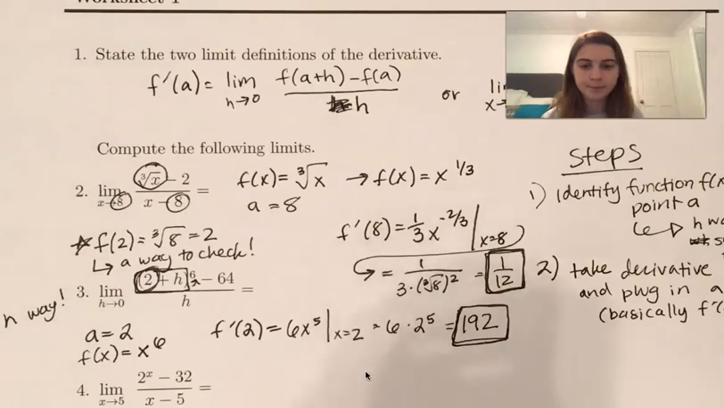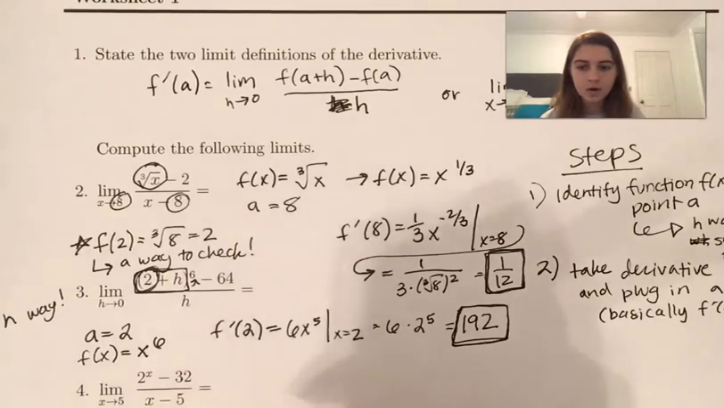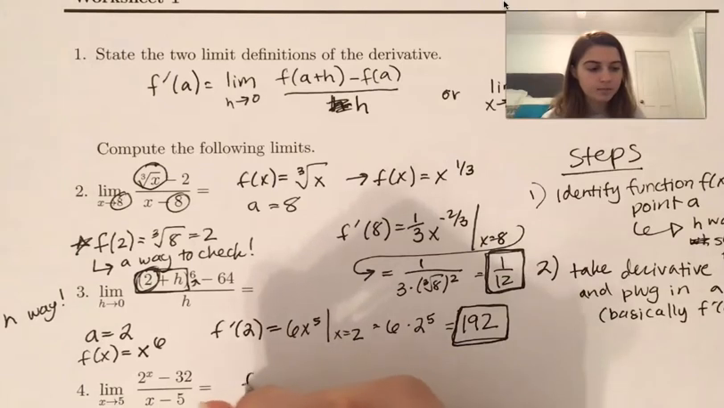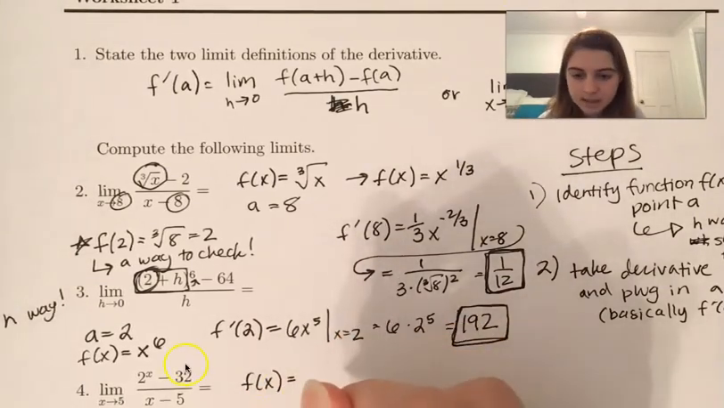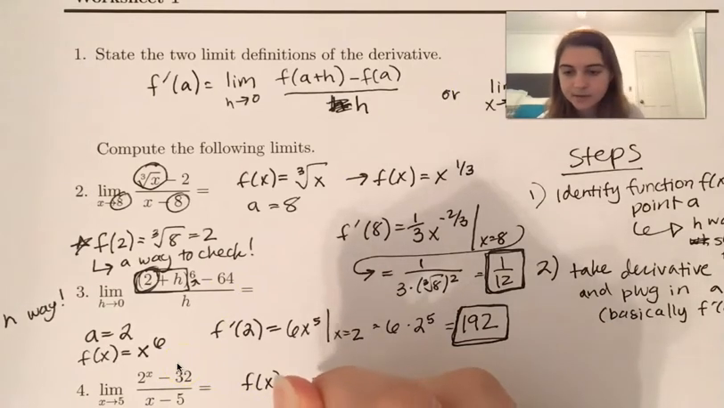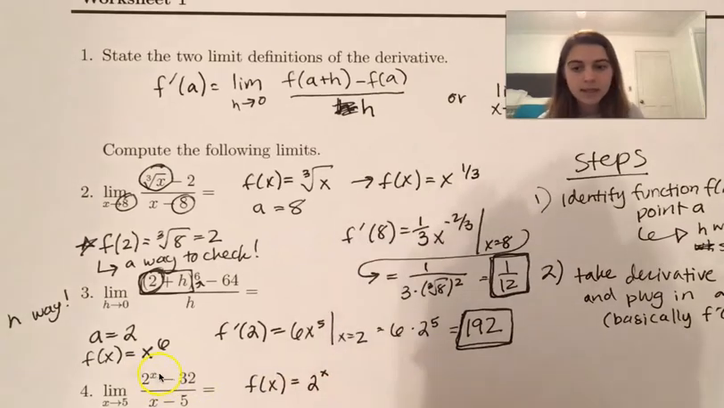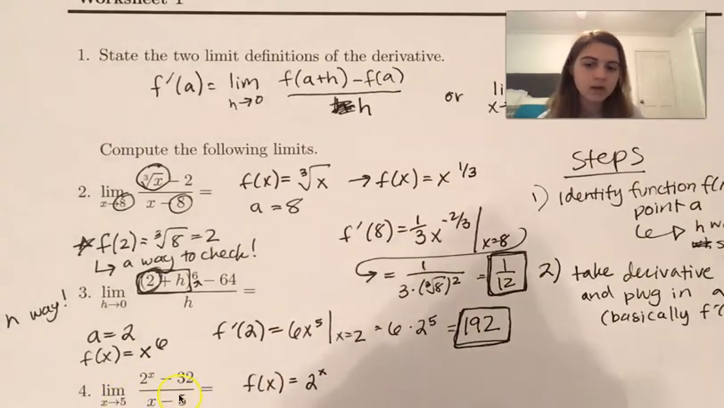Number 4. Let's see. This one, I want to go ahead and remind y'all of the a to the x derivative rule. Well, first we'll find the f of x and the a. That is the first step. So f of x is 2 to the x, and then a here is 5. You can see it right there, right there. Can you?